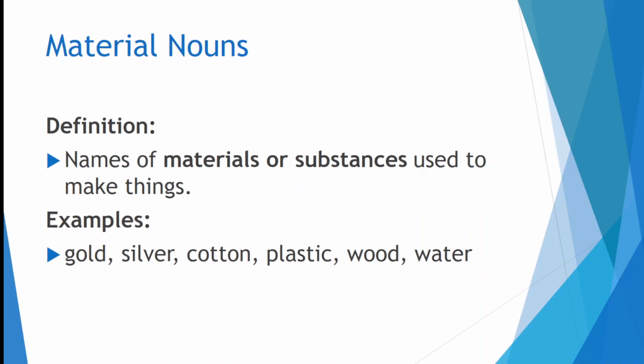And the last one is material nouns. Material nouns are the names of materials or substances that is used to make things. For example, gold, silver, cotton, plastic, wood, water. For example, you take a bucket. A bucket is made up of plastic, right? Like that. Okay. Hope you have understood.